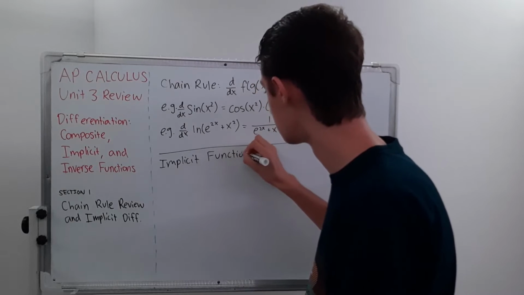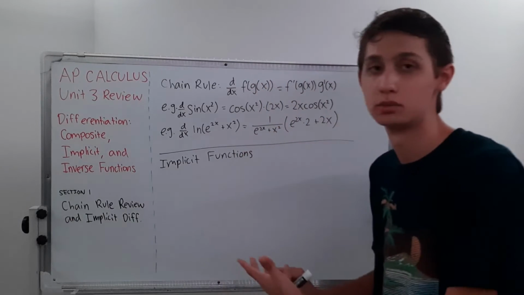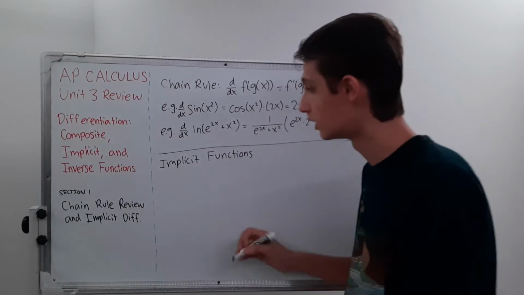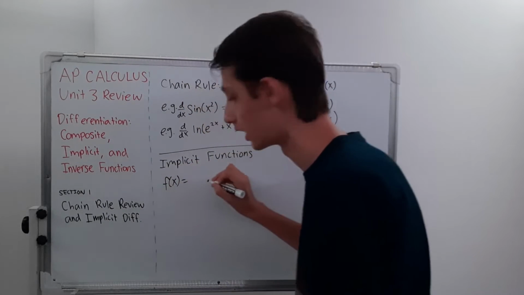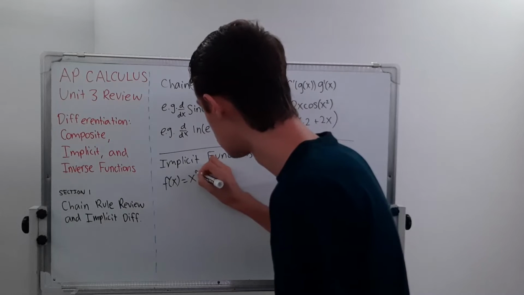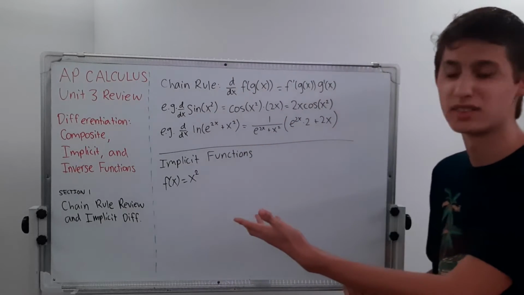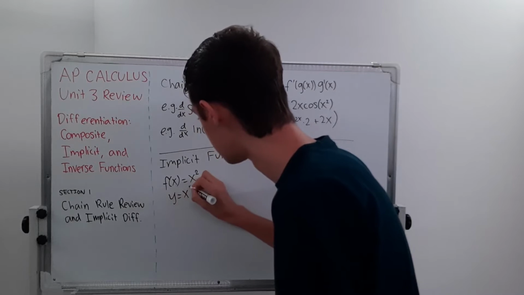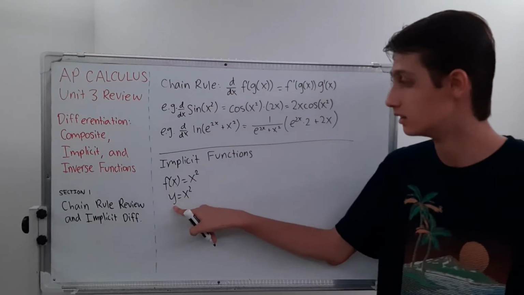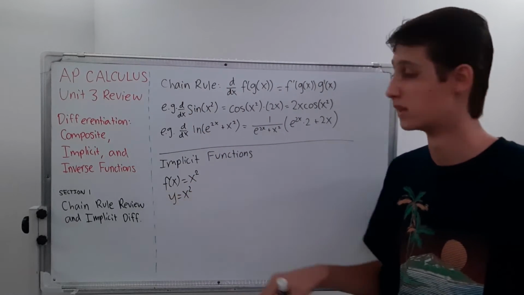Okay, so what are the normal functions that we deal with? Well, typically you see something like f of x equals, I don't know, x squared, right? This is a function of x. Sometimes you write this as y equals x squared. This is assuming that y is a function of x, okay?